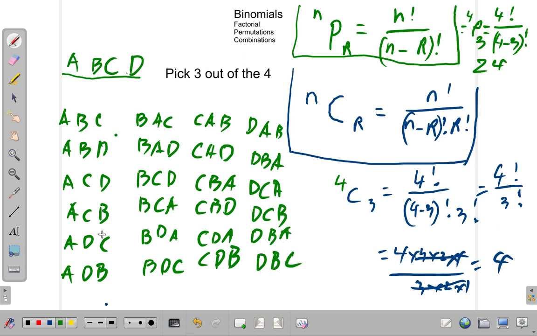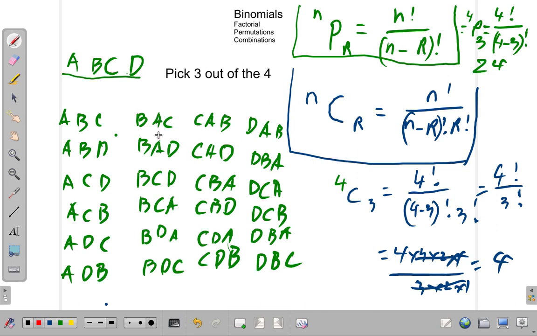1, 2, 3, 4, 5, 6, 7, 8, 9, 10, 11, 12, 13, 14, 15, 16, 17, 18, 19, 20, 21, 22, 23, 24 permutations. Now the number of combinations is what? How many combinations do we have?